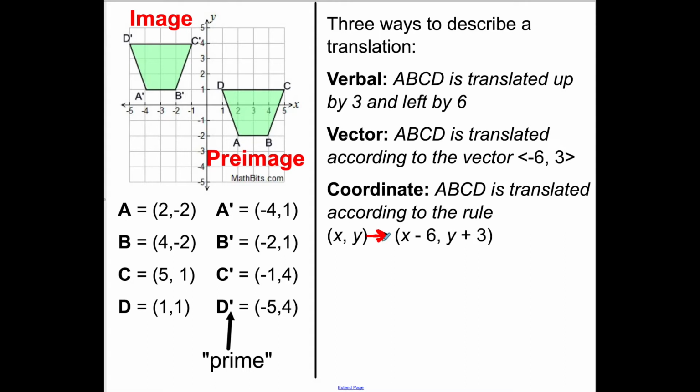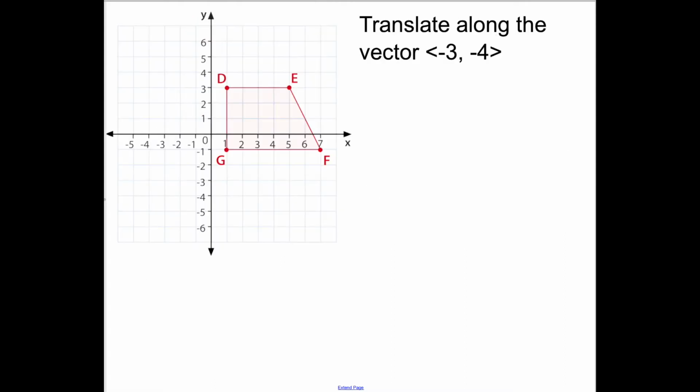As we go into rotations and reflections, we may be using coordinate notation and things related to coordinates, but we will likely not be using vectors. Vectors again are going to be exclusive to translations. All right, so to give you a sense of some examples, I'm going to start, and there will eventually be some problems for you to try out. We're going to start by translating along a vector, and this vector you can see here is <-3, -4>.